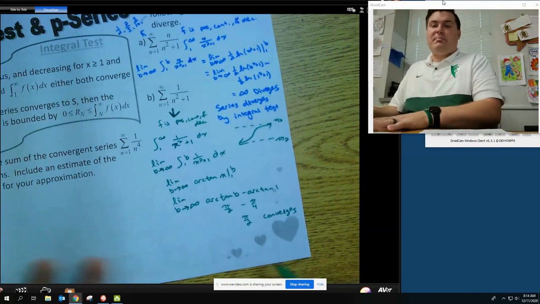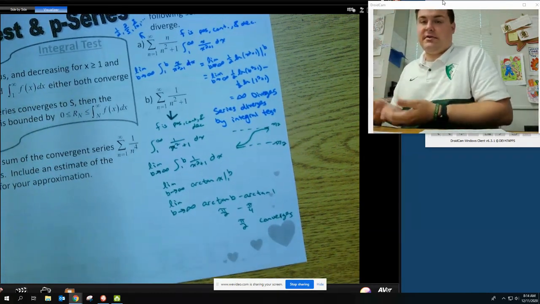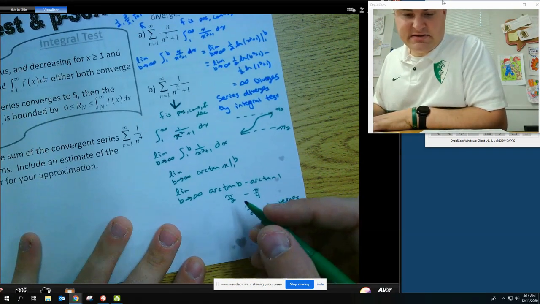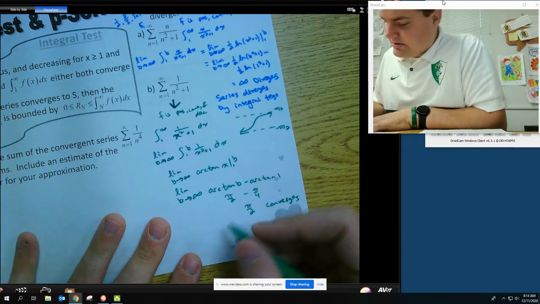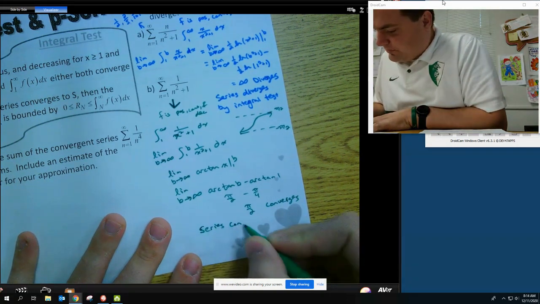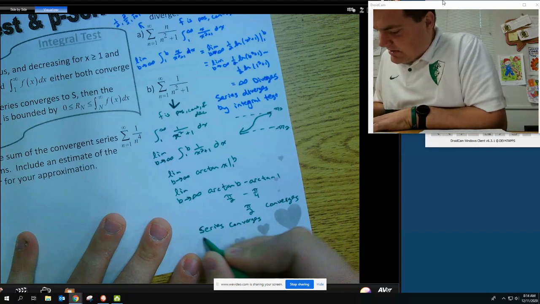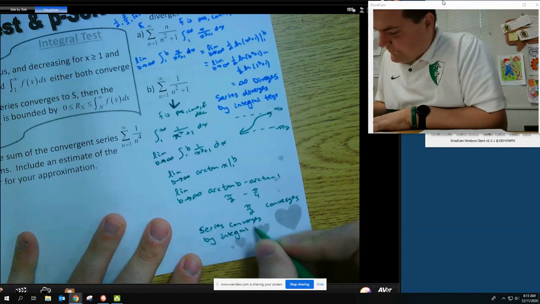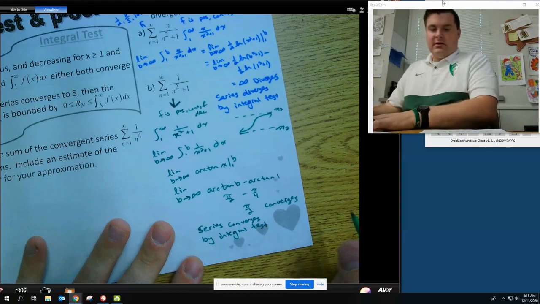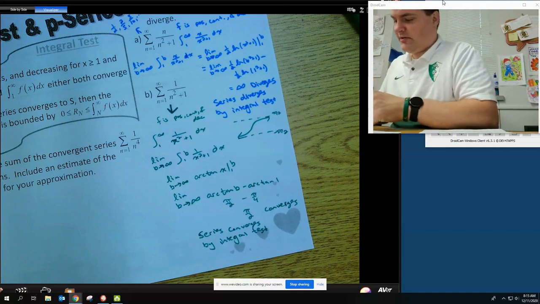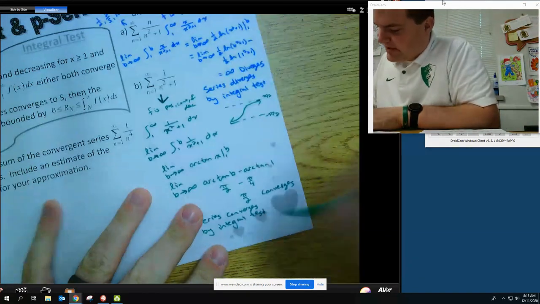Pi over 2 doesn't really represent much for the integral test other than the series is going to converge. So here we're going to say that the series converges by integral test. Oh, by the way, I did some really bad math here. This should be pi over 4.